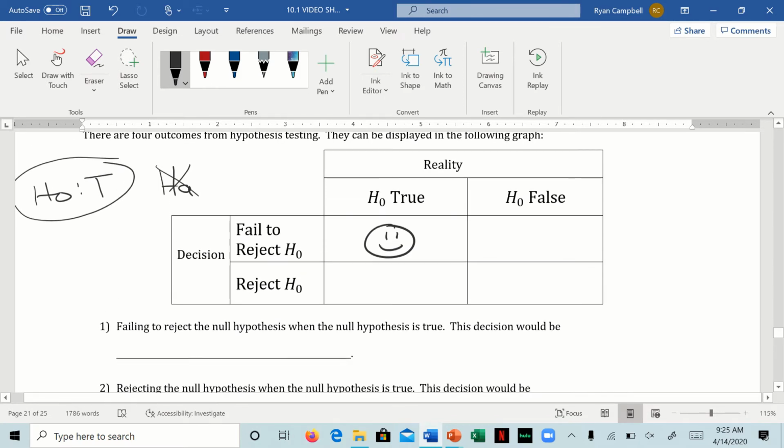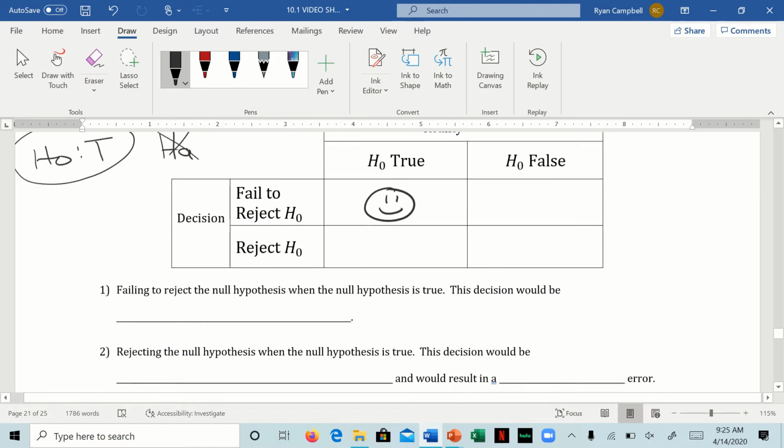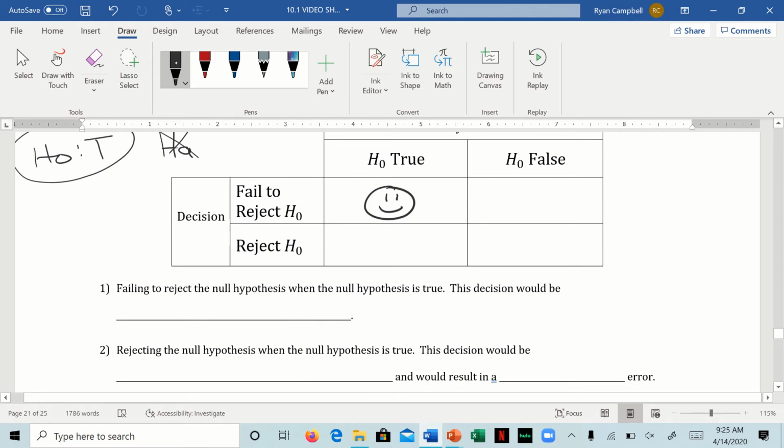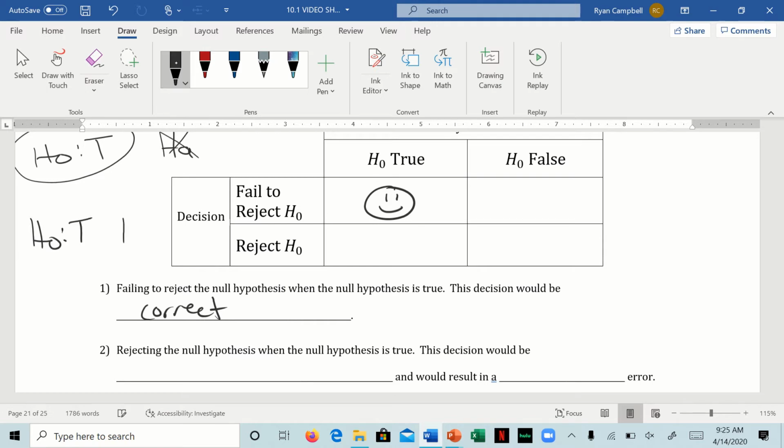All right. What if we rejected the null hypothesis? Yeah, so let's write that down. So number one, failing to reject the null hypothesis when the null hypothesis is true, this would be correct. Rejecting the null hypothesis when the null hypothesis was true. So we know that the null hypothesis was true and we rejected it. Did we make a mistake? Yeah, we definitely did, right?